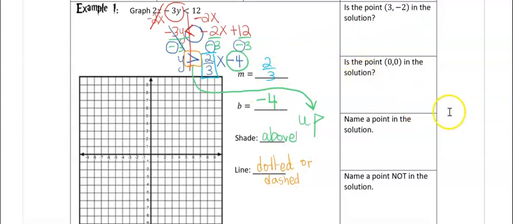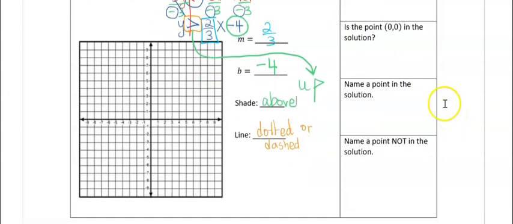Okay, we have all of our information now, so let's go ahead and start graphing. So we always start at our B, our y-intercept. It's going to be on our y-axis, so remember that. -4.